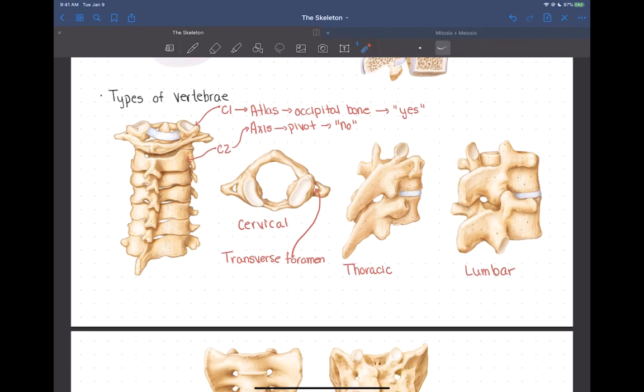Okay, so that's kind of a couple of ways that I find the easiest to tell them apart. Your book, and especially your lab manual, has a bunch of other ways that you can tell them apart. But I think if you can kind of remember those couple of ways, those are the easiest to use. Okay, so those are our types of vertebrae.